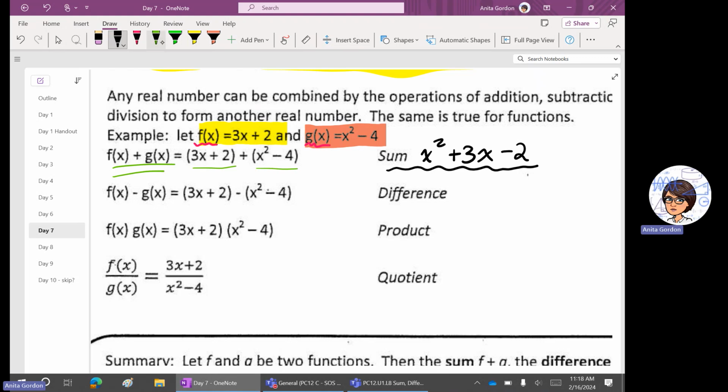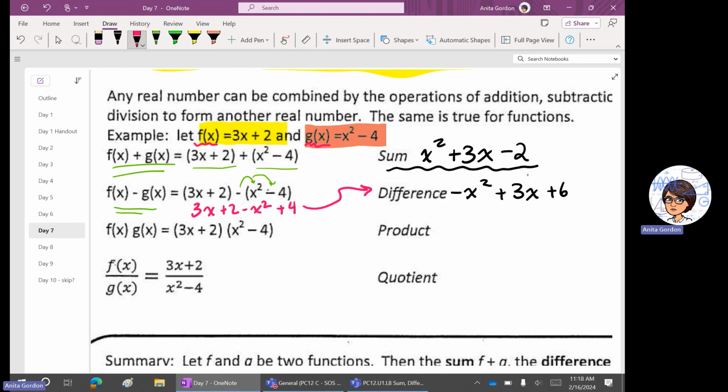In the next example, we are subtracting them, or taking the difference between the two. This is going to give us negative x squared plus 3x plus 6. If you're not sure how I did that, I distributed the negative and then collected like terms. So this would be 3x plus 2 minus x squared plus 4, since two negatives make a plus. Collecting like terms gives me the final equation.